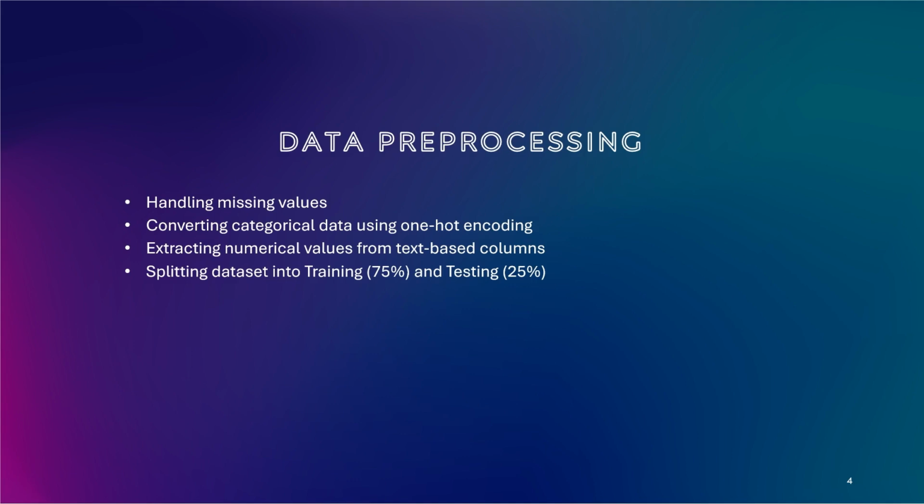We broke the dataset into training and testing sets. This division is crucial because it allows the model to learn from one set of data and be tested on unseen data, simulating real world performance.